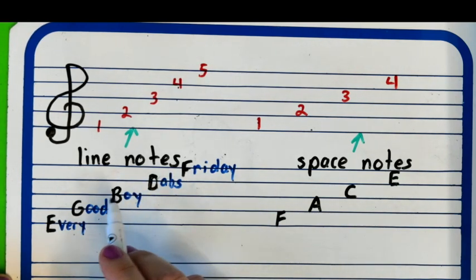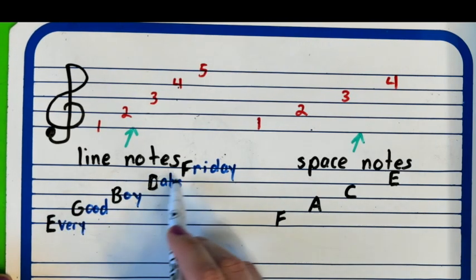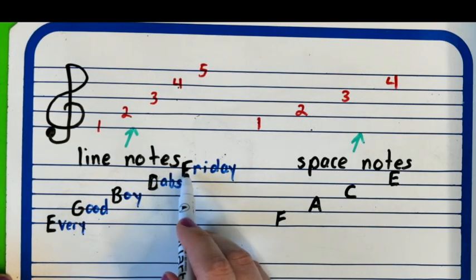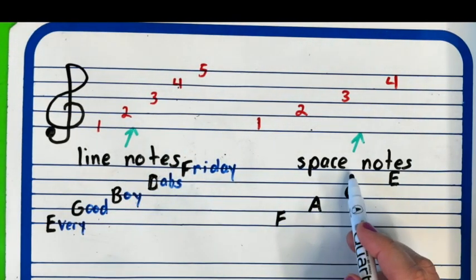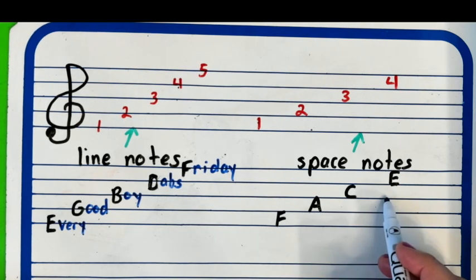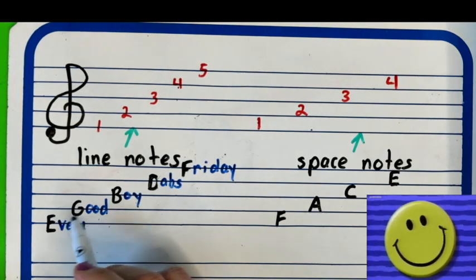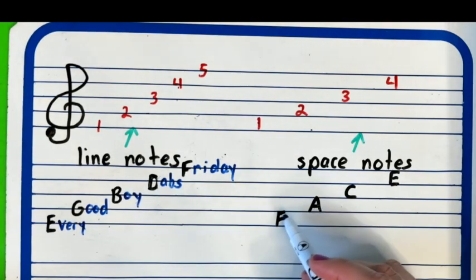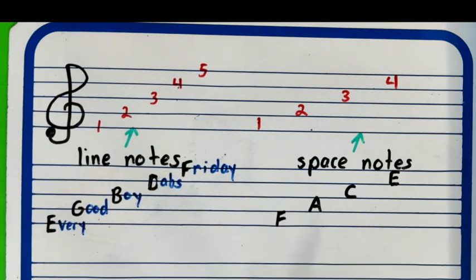The point is, memorize it, don't forget it. We're absolutely going to be talking a lot about this silly sentence right here. Now, those are for the line notes. When you have space notes, it's pretty easy. F-A-C-E, what does that spell? Face. So, every good boy dabs Friday and face right here. So let's practice with some of the names of the notes.